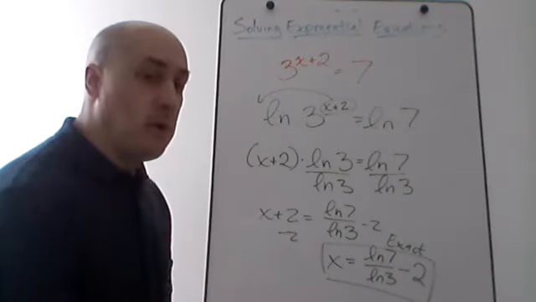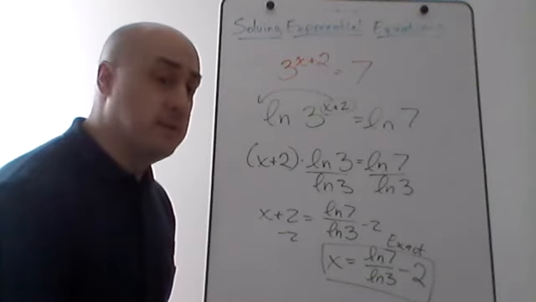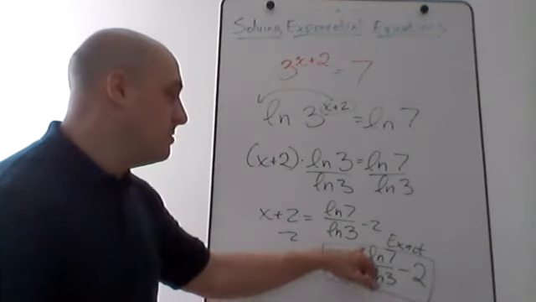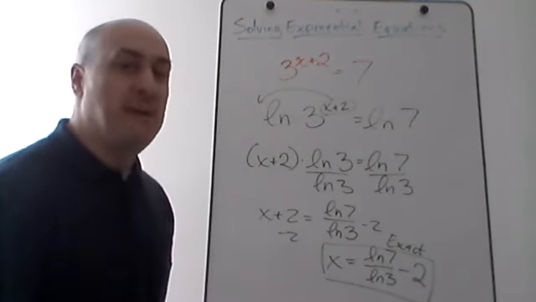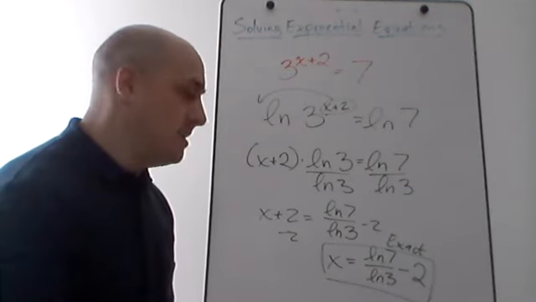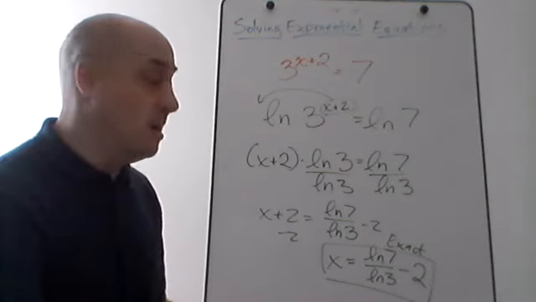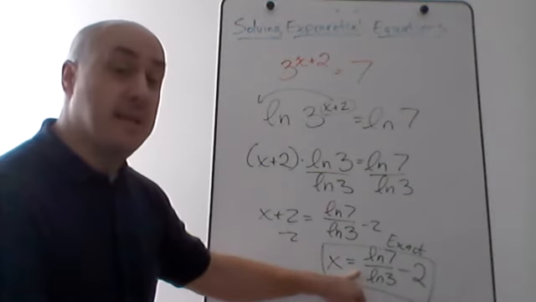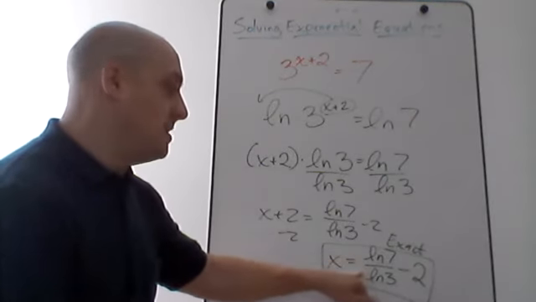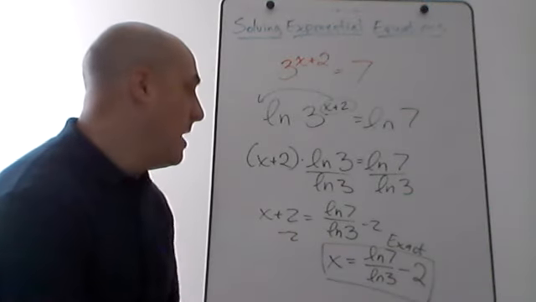So if I put these into the calculator, which I will do to get an approximate answer, since those are both going to be irrational numbers, that means I'm going to have to round the answer off. Right? It's not going to give me the exact answer anymore. It's going to be an approximate answer because I have to round it to a certain number of decimal places. So this is the exact answer. X equals ln of 7 divided by ln of 3 minus 2.